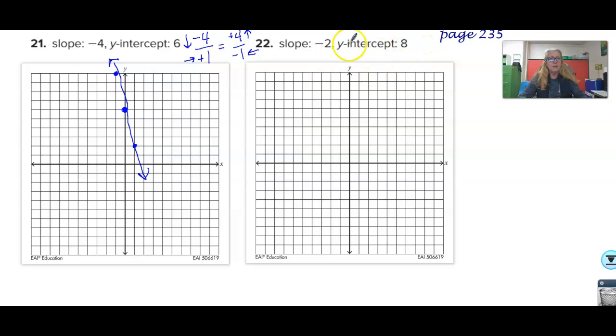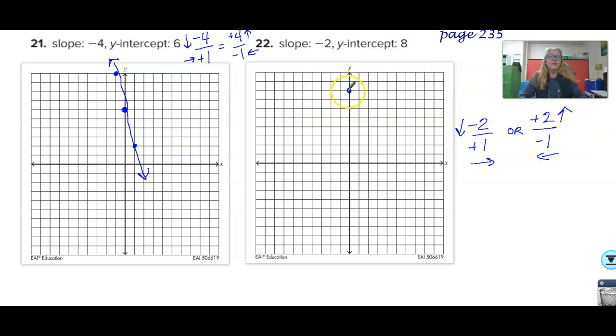Slope-intercept with a Y-intercept of 8. 1, 2, 3, 4, 5, 6, 7, 8. And a slope of -2. So that's -2 over +1 or +2 over -1. The top number is up or down. Negative is down, positive is up. The bottom number is left or right. Positive is right, negative is left.